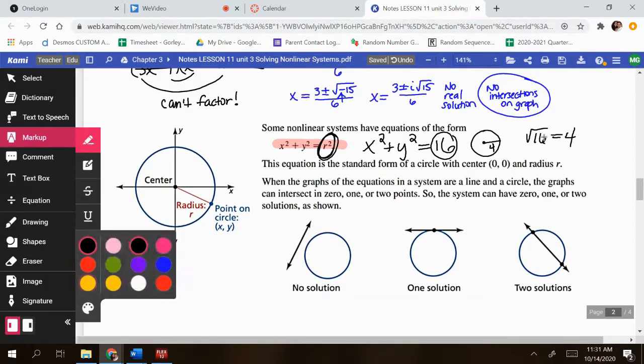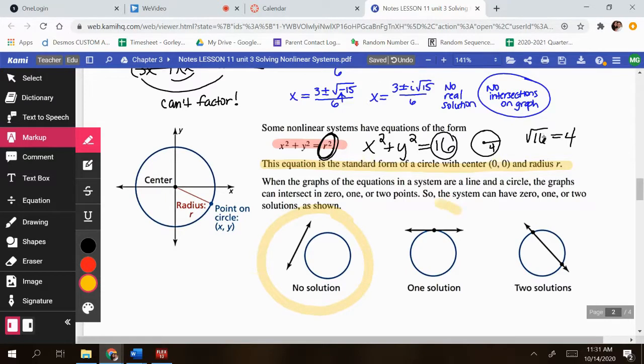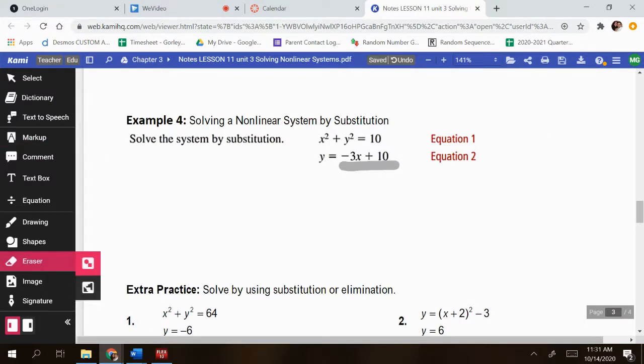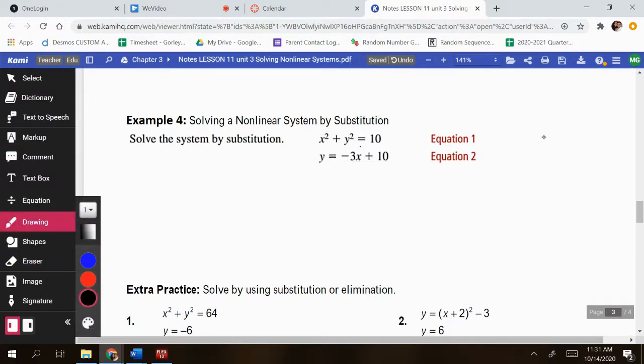Okay, this is going to be a circle. The equation is standard form of a circle with center 0, 0 and radius r. So again, we can have no solution if there's no intersections, one real solution if there's one intersection, or two solutions. Okay, so it says solve the system by substitution. I'm just going to take negative 3x plus 10, and I'm going to plug it directly in for y up here. Okay, so what does that look like?